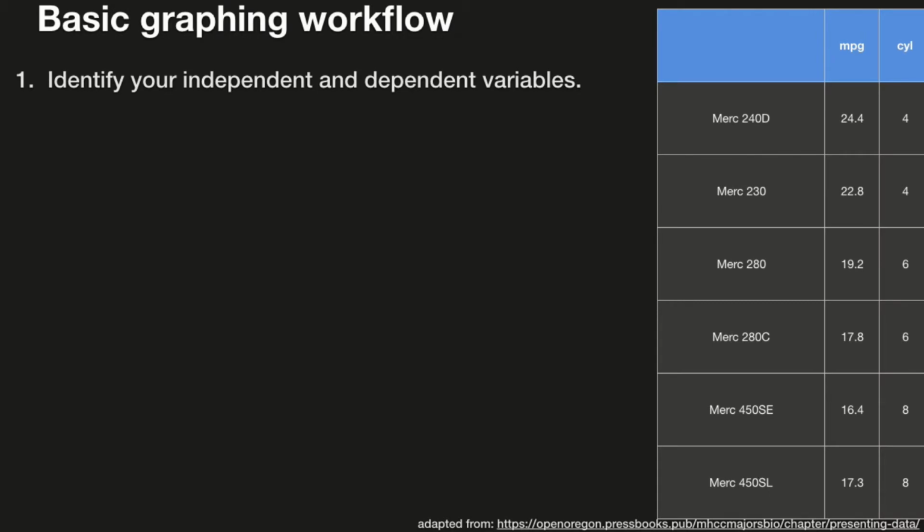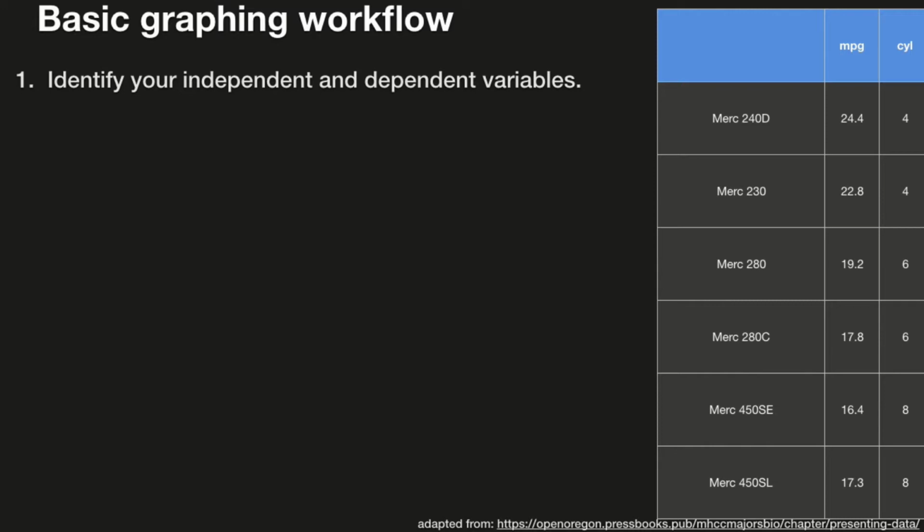And so to start, I want to just give you kind of a basic workflow for how to think about your data set when you want to graph it. And so I'll be using this cars data set yet again as an example, just to kind of keep things nice and familiar. And so step one is typically you want to identify your independent and dependent variables.